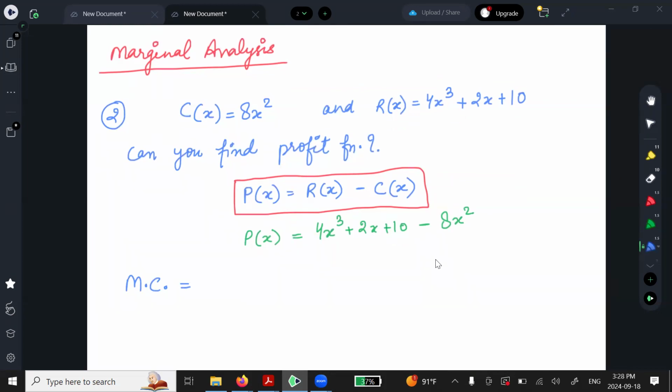Just tell me what to do. Differentiate the cost function, right? And what is the derivative of cost function? I'm applying power rule. There is a constant hanging there. You do not touch the constant. Take the power out. Subtract 1. That's your marginal cost. Can you find marginal revenue?